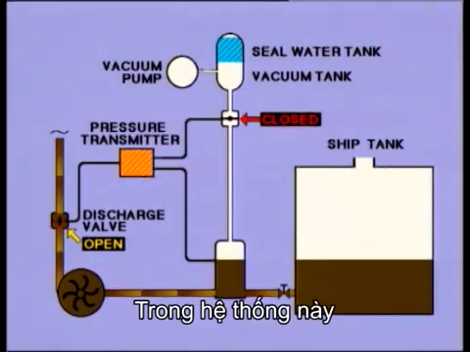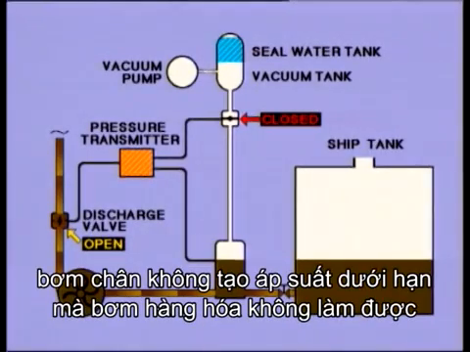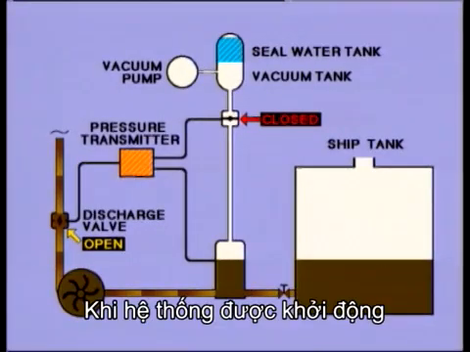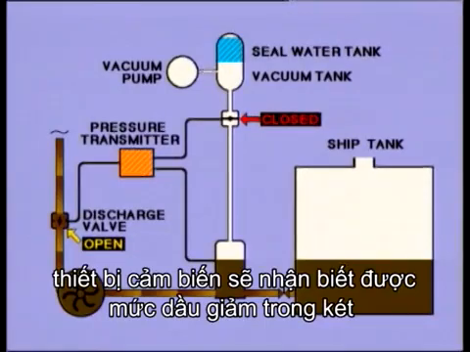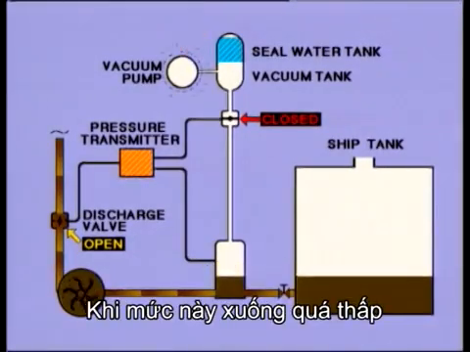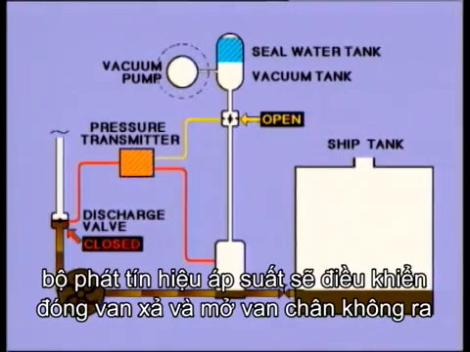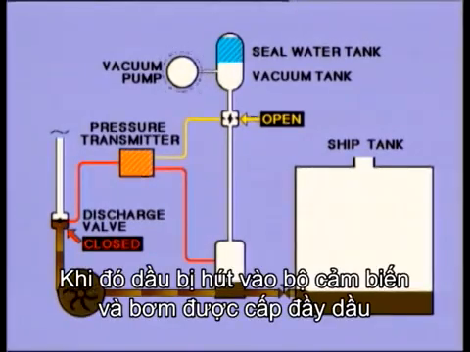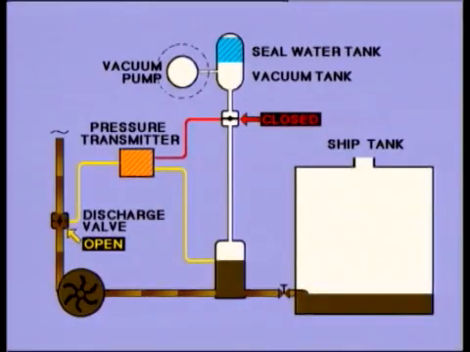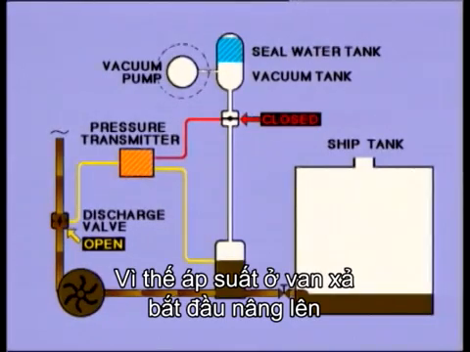In this system, vacuum pumps create the underpressure the cargo pumps cannot build up. When the system is started, the level of liquid in the drop separators is sensed. When the level is too low, a pressure transmitter signals the discharge valve to close and the vacuum valve to open. Liquid is drawn up in the separators and the pump is fed with liquid. So the pressure starts to build up at the discharge valve.